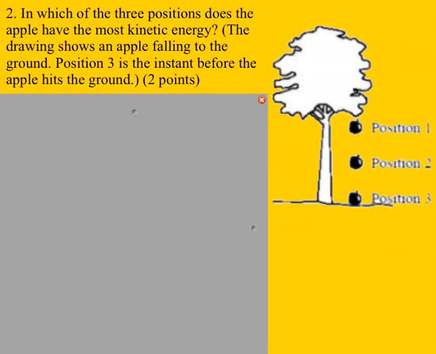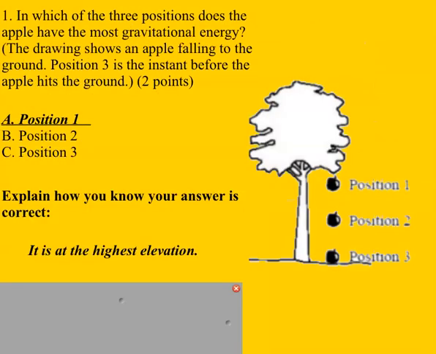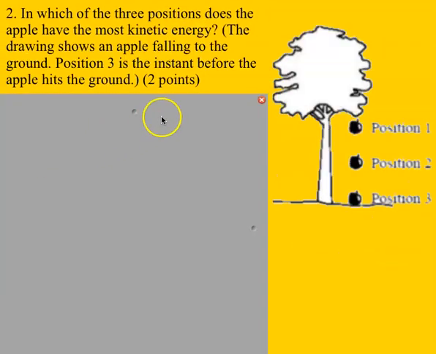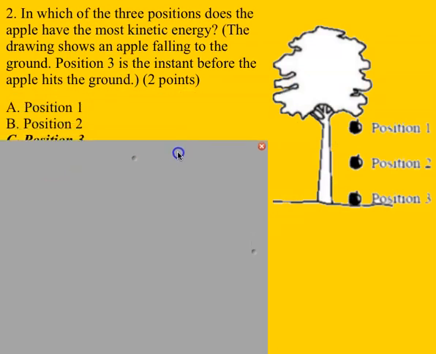So the next question is almost the same, except in which of the three positions does the apple have the most KE, or kinetic energy? So remember, kinetic energy is dependent on speed and it's dependent on mass. So when we back up, GE was dependent on mass and elevation. Now this one is dependent on speed. So if it's got the most KE, again, we know the mass does not change. So what must change? Speed. So it's got to be position 3.